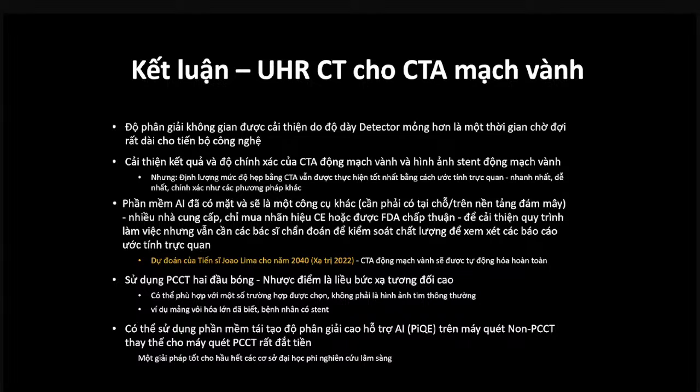There are many vendors, buy only CE mark or FDA approved. It improves your workflow but still needs a human person like a doctor or radiologist for quality control to review the reports.